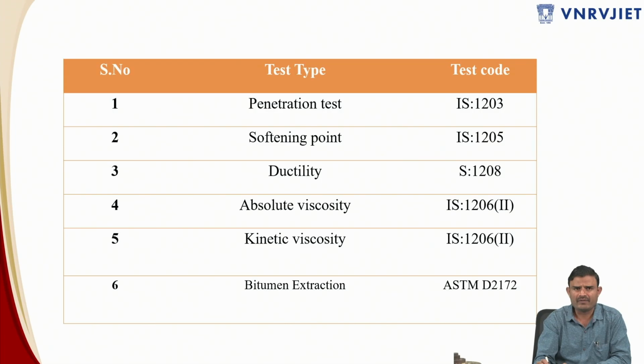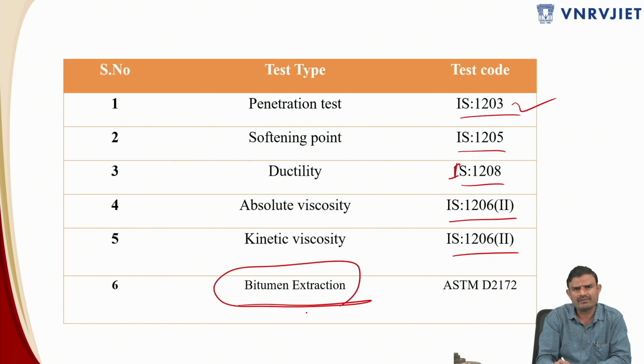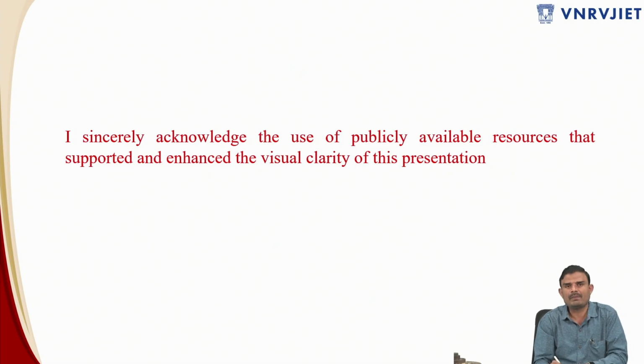And I forgot to mention the test codes in the video on tests on bitumen. So I have presented here the test codes used for conducting tests on bitumen: penetration test IS 1203, softening point IS 1205, ductility IS 1208, absolute viscosity IS 1206 part 2, and kinematic viscosity is also IS 1206 part 2. And the test we have discussed just now, the bitumen extraction, is done as per ASTM D2172. So that is the completion of the bitumen extraction test.